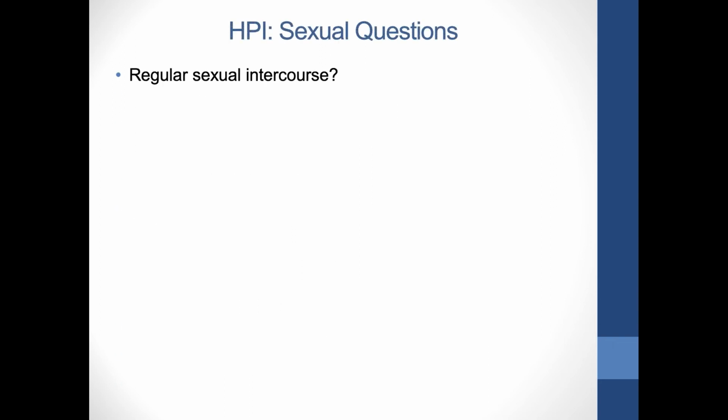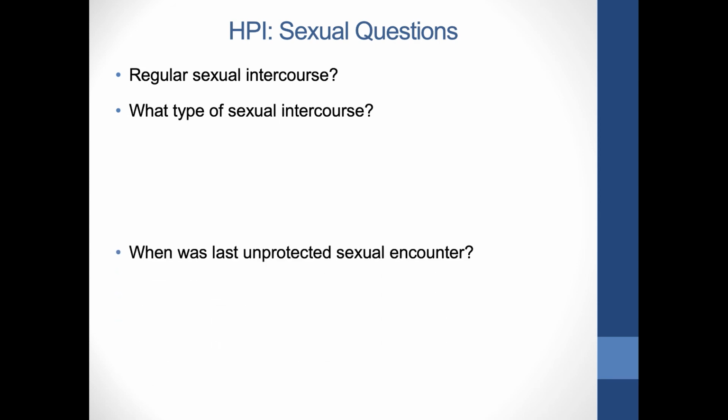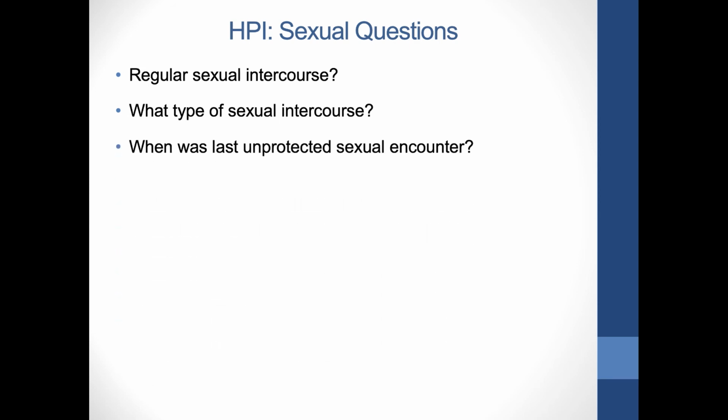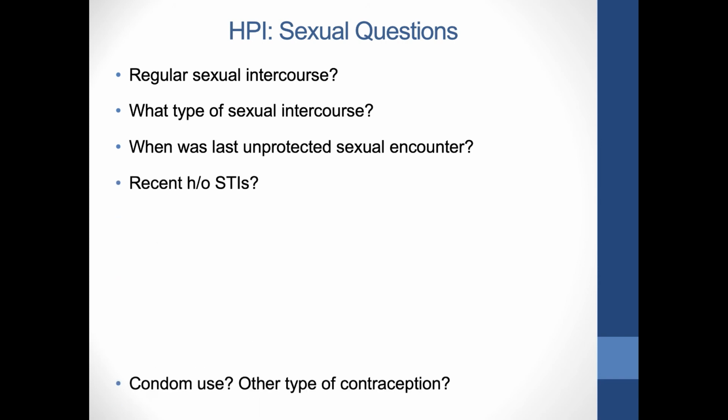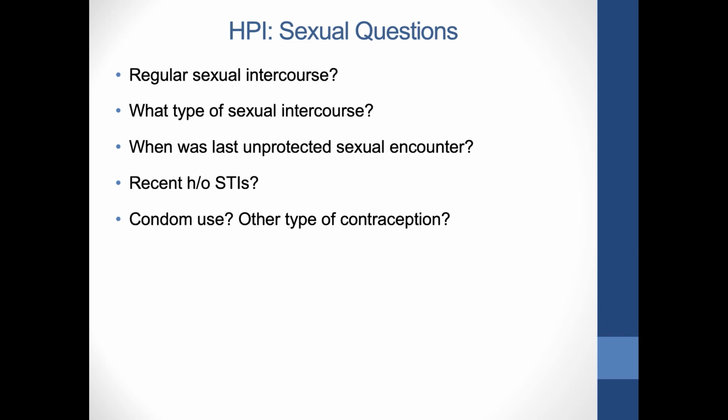Sexual questions we're going to ask our patients are if they are sexually active, what type of sexual intercourse they're participating in, when was the last time they had unprotected sex, if they have a recent history of STI, are they using condoms, are they using any other type of contraception. We're going to consider HIV risk by asking about IV drug use or prostitute encounters, as this increases their risk.